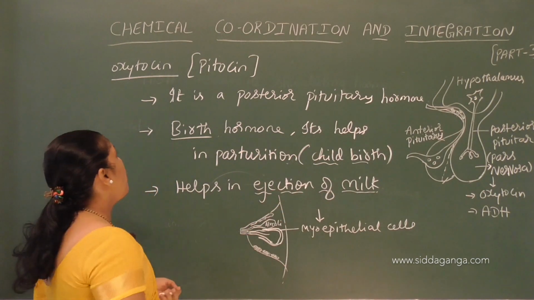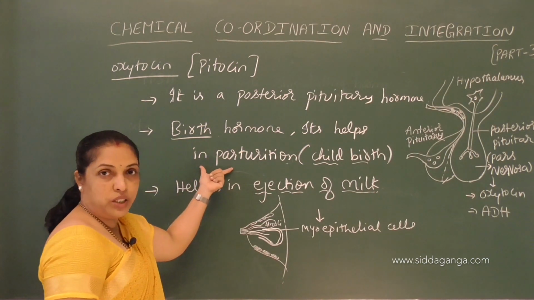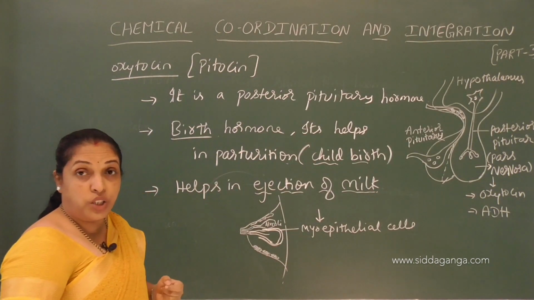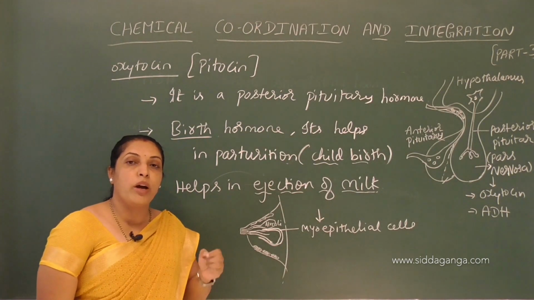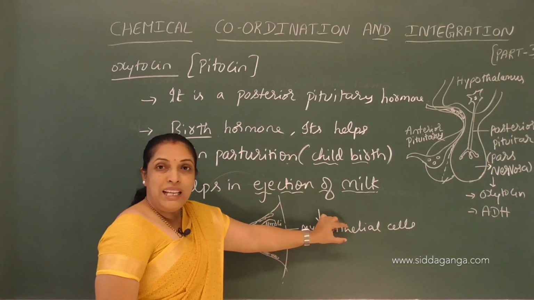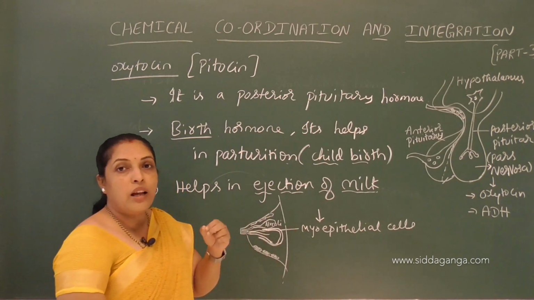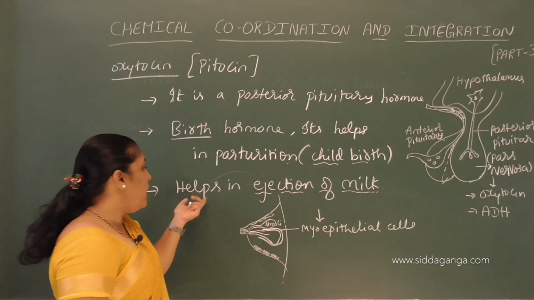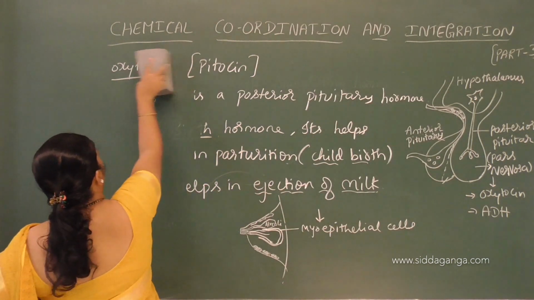This is about oxytocin. It is called birth hormone. Mainly it helps in delivery of a completely developed fetus. That process is called parturition. By constricting uterine muscles, it mainly acts on the myometrium of the uterus. It also acts on myoepithelial cells surrounding the mammary alveoli and constricts them. That helps in expelling milk into the mouth of the baby. So in that way it helps in ejection of milk. These are two functions of oxytocin.